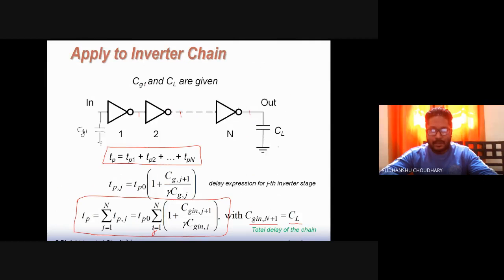In fact, the total effective fan out of this chain, that is CL by CG1, is the total effective fan out. So this total effective fan out will be distributed across all the stages. I mean, each stage will have a share of this total CL by CG1.